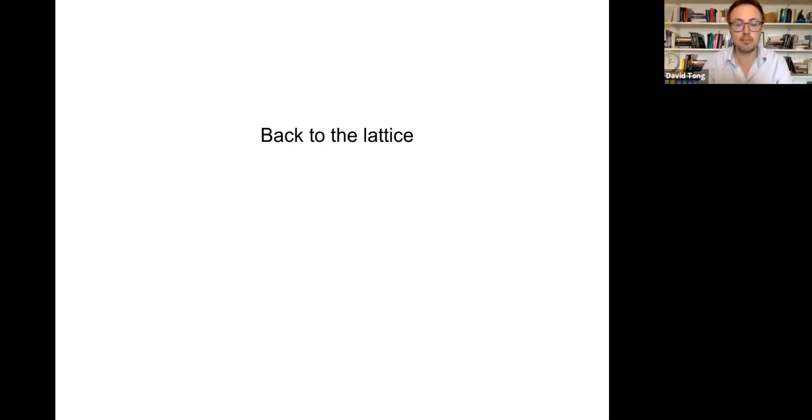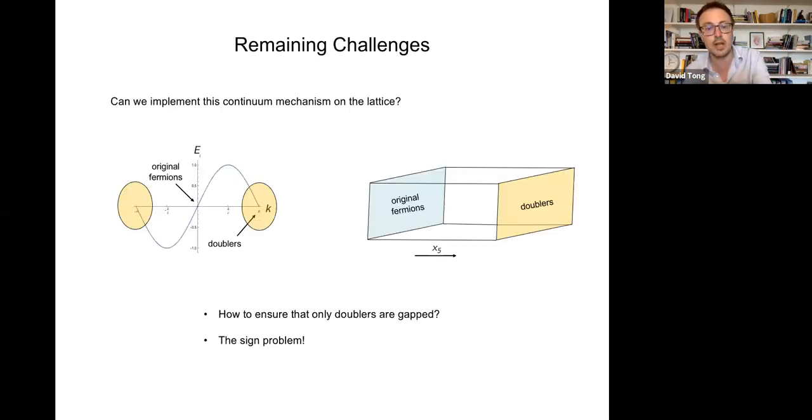All right. So what's the upshot? The upshot is that there is a way in the continuum to take a collection of chiral fermions and give them a mass without breaking the symmetry. So now the question is, can we use this? Can we take this mechanism, discretize it, and somehow implement it on the lattice so that it does what we want it to, which is to give masses just to the doublers?